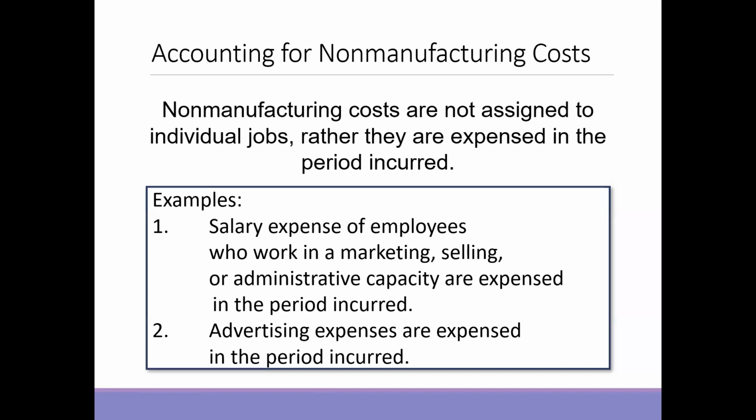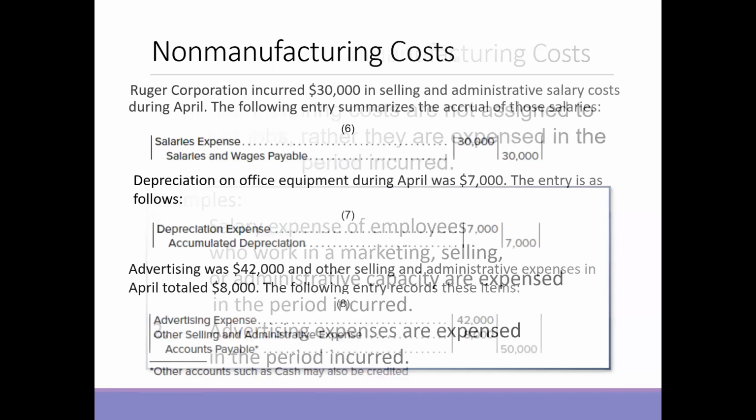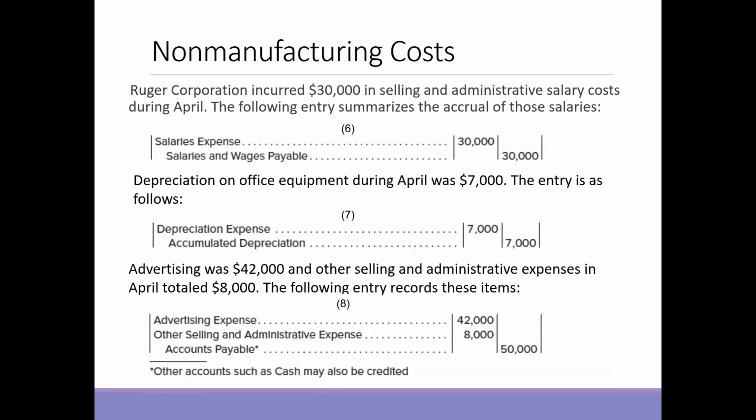Advertising expenses are also non-manufacturing costs. Okay, guys? Don't forget that. Those are period costs. So when Ruger's has $30,000 in selling and admin salary costs during April, then it goes right into salaries expense and credit salaries payable. When there's depreciation on office equipment, non-manufacturing costs, we just put it right into depreciation expense and credit our accumulated depreciation.